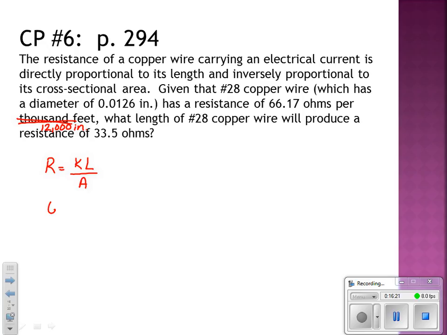Resistance, that they give us, 66.17. We don't know K, we're going to figure that out though. The length, now that we have inches matching inches, is this. That cross-sectional area is going to take us a bit of work.